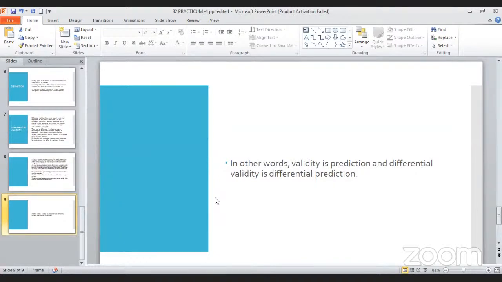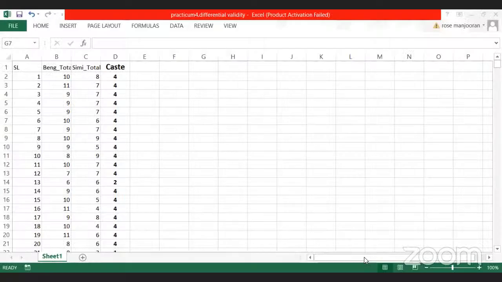So in other words, validity is prediction and differential validity is differential prediction. So Rose, can you show the calculations? Yes. Is it visible? Yes. Okay. So today we will be finding the differential validity. Differential validity is about discriminating between a person's success in two or more different criterion tasks. As we have told before, validity is about prediction, but differential validity is about differential prediction.